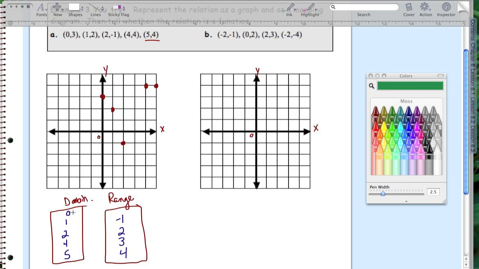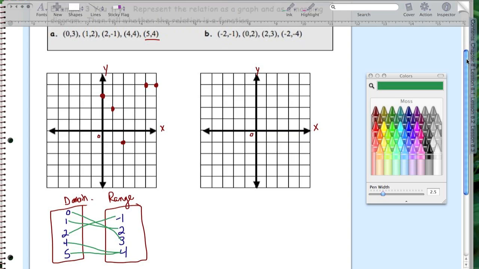It goes 0 to 3, 1 to 2, 2 to negative 1, 4 to 4, and then 5 to 4. Okay, they asked us then lastly to figure out whether or not this is a function.